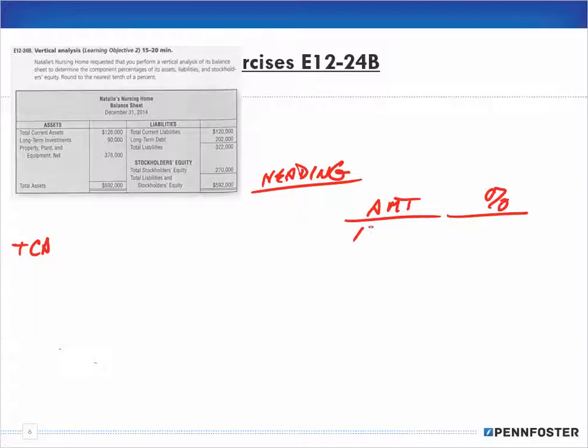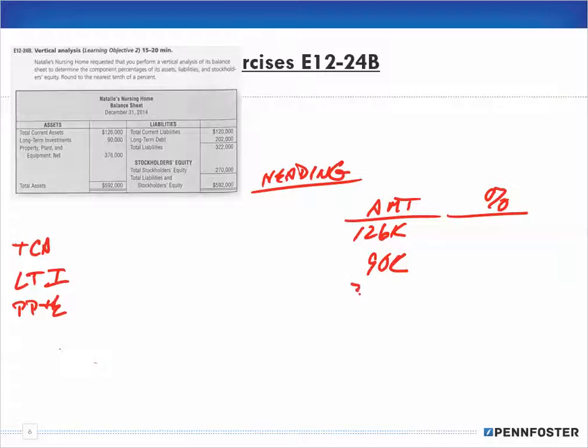The amount is 126, and I'm going to do this section by section. So I'm going to do the assets, then I'll do the liabilities, then I'll do the equity, and it'll make it easier to digest. Right? Then if I have long-term investments, that's my 90,000. And then I have property, plant, equipment.